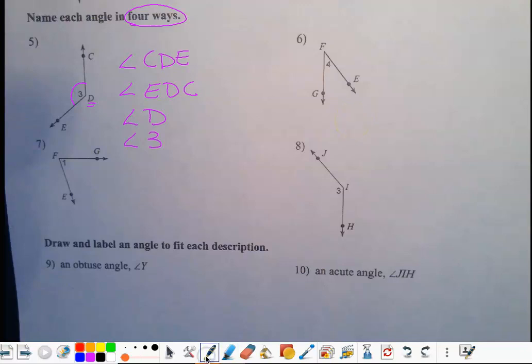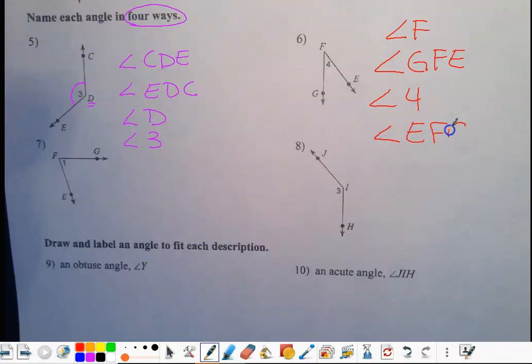So in number 6, how will we name those angles? Angle F, angle GFE, angle 4, and angle EFG. Okay, so that is it. I want you to work on those and notation, the front and the back of these worksheets.